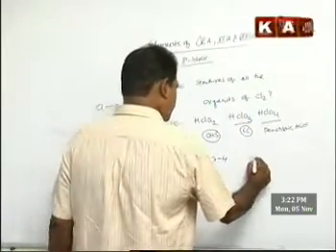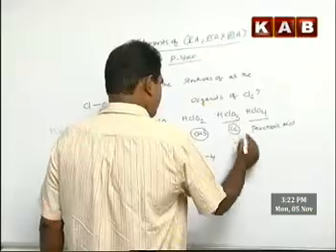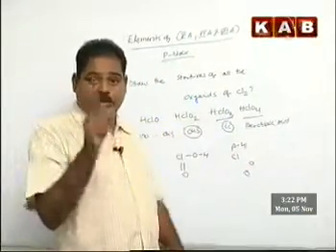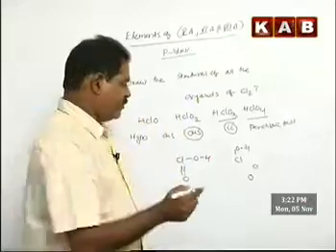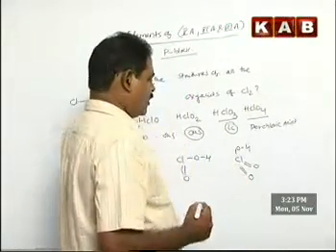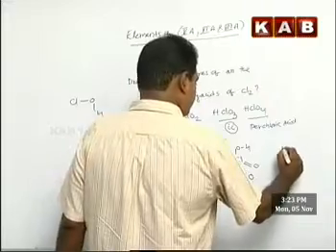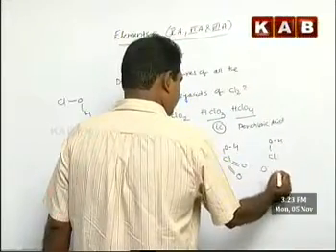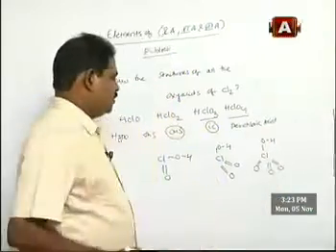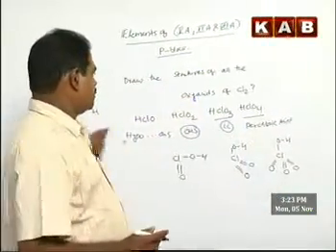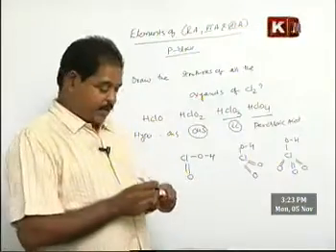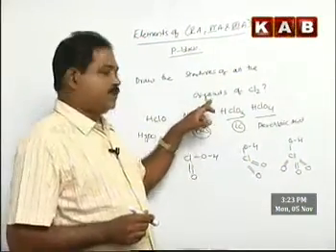HClO3: 1 chlorine, 1 OH, and there are 2 more oxygens. What is the role of oxygen? It forms 2 bonds. What about perchloric acid? 1 chlorine, 1 OH, 3 oxygens, 2 bonds each. So, this is how you draw the structures of all the oxy acids of chlorine. Repeat, only oxy acids of chlorine.